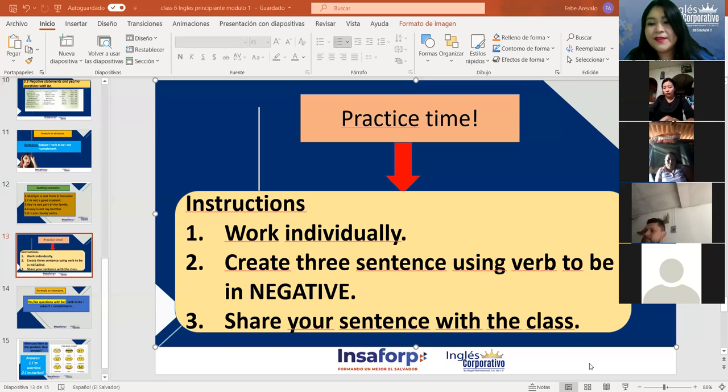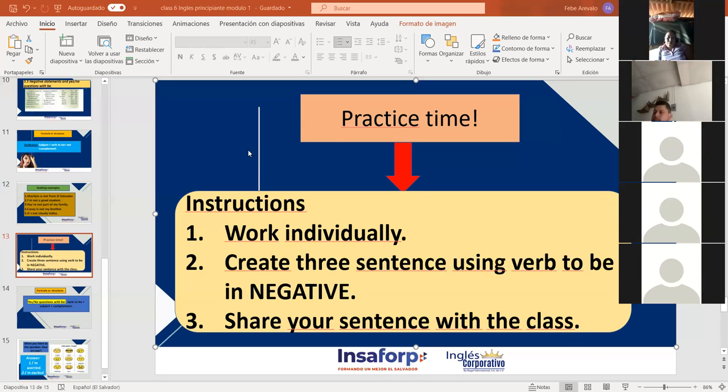All right, very good. So let's get started with this practice. I'm going to start with Alba Torres. Please tell me your sentences. Ana is not from Chile. She is not a pilot. Alexis is not my friend. Excellent. That's correct. Thank you, Alba. Excellent sentences. Amber Dominguez, your sentence.